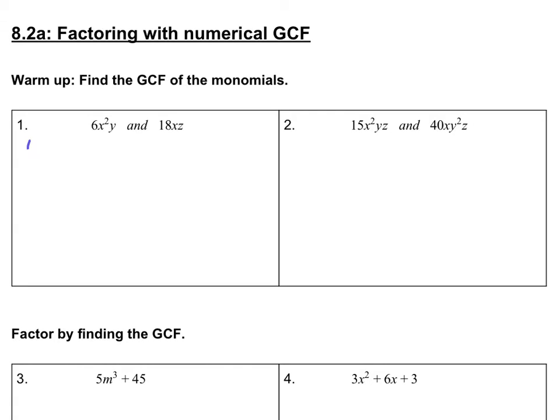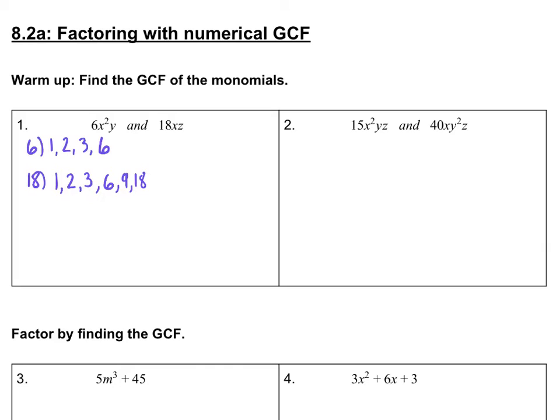So let's start with 6. I want to list my factors of 6. I have 1 and 6 and 2 and 3. And if I look at 18, I have 1 and 18, 2 and 9, 3 and 6. I believe that is all of them.